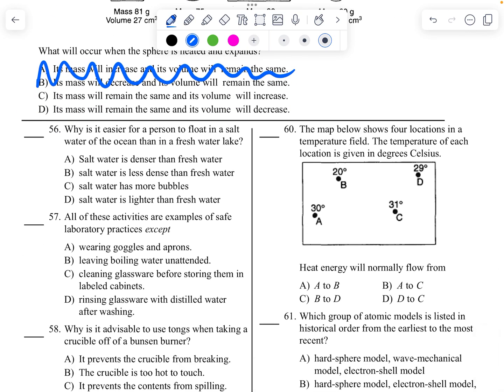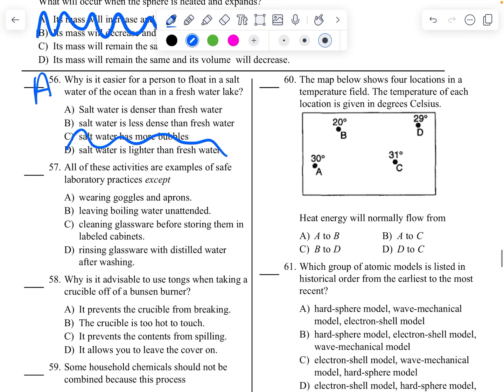Why is it easier for a person to float in the salt water of the ocean than fresh? Salt water is dense, less dense, more bubble. No. Salt water is more dense because it's got more stuff in it. And so that's why a person will float. So anything that is less dense will float. God, this is the same question. This is not great, guys.